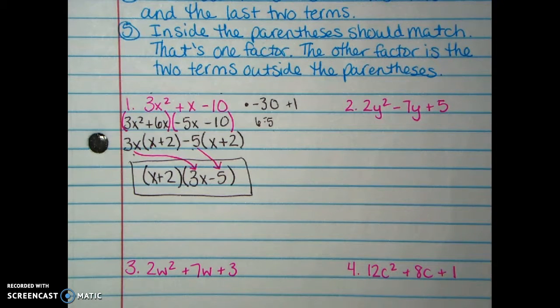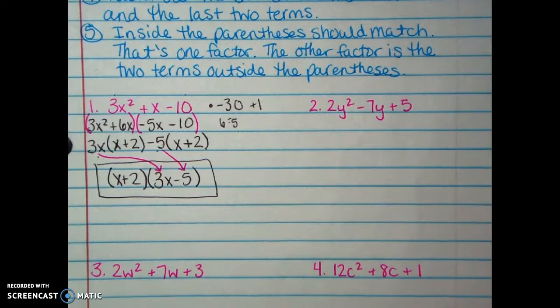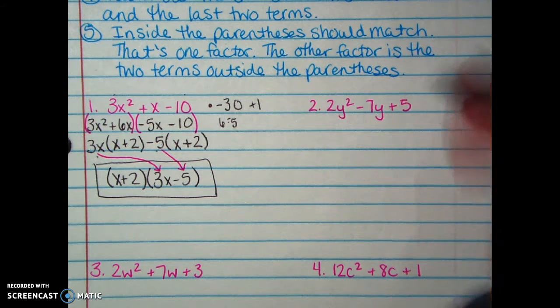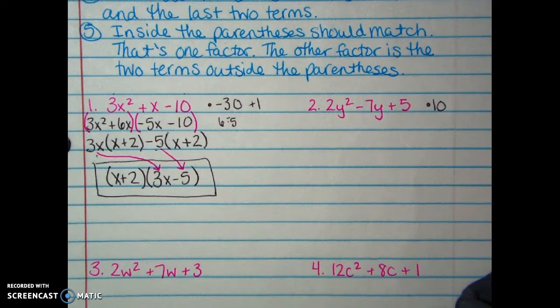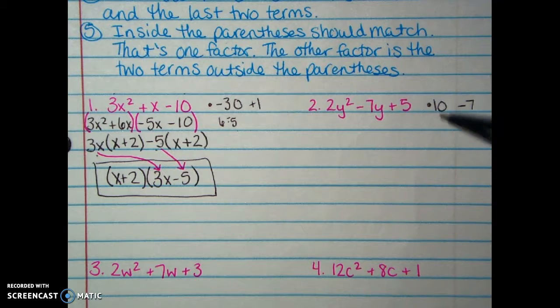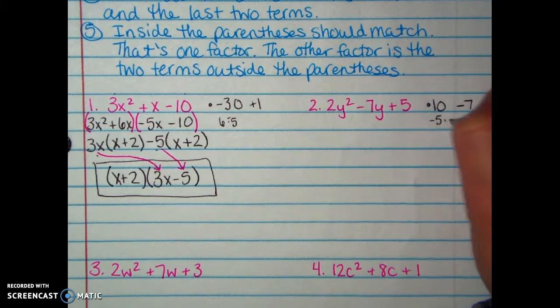Okay, I'm going to scoot it over a little bit and do number 2. So same step over here. I'm going to multiply 2 times 5 to get a positive 10. And then the middle term is -7. So 2 numbers that multiply to get me 10 and add to get me -7 are -5 and -2.